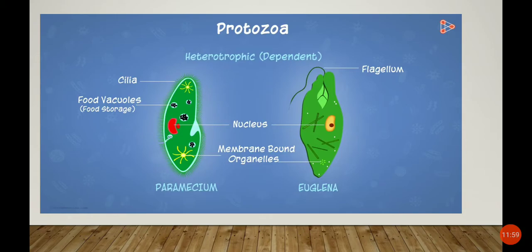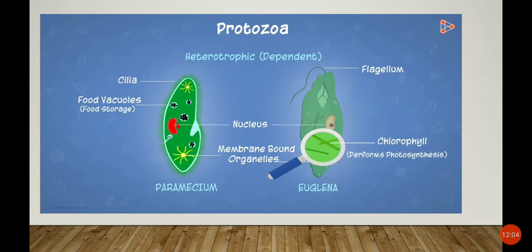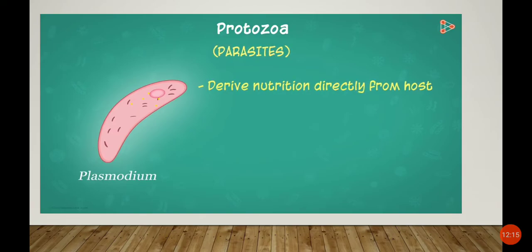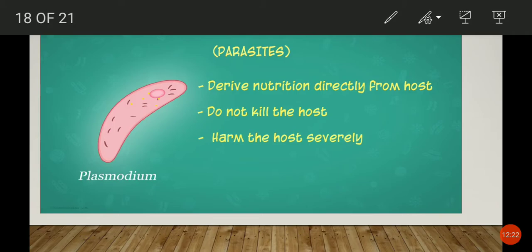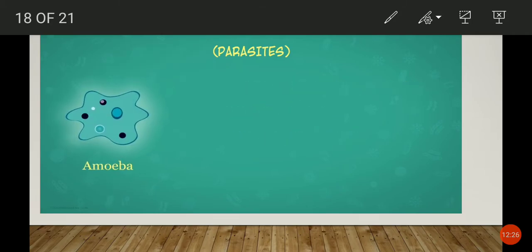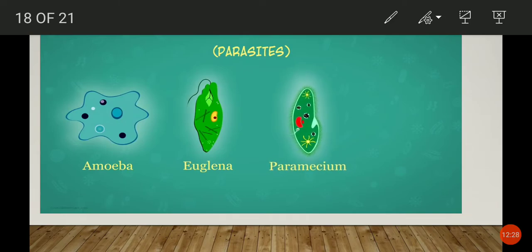Only a few rare exceptions include the chlorophyll-containing Euglena. It usually performs photosynthesis, but others lack the capacity to do so. Many organisms belonging to the protozoan group are well-known parasites. They derive nutrition directly from the body of living organisms. So they do not kill the host, but do harm them severely. A few commonly known examples of protozoans include amoeba, Euglena, paramecium, and the disease-causing Plasmodium.